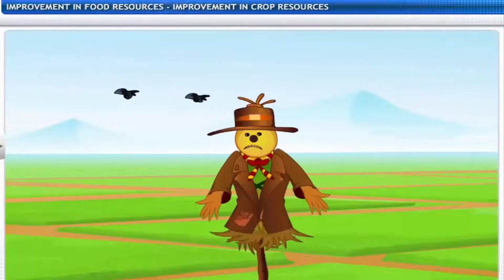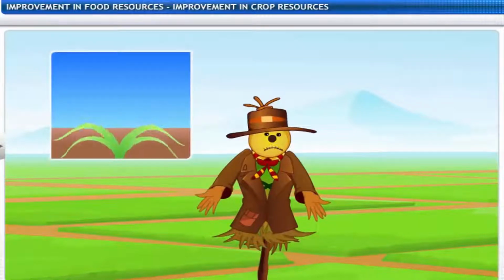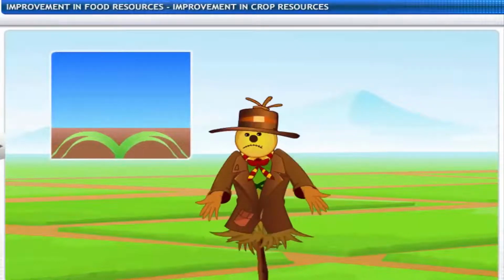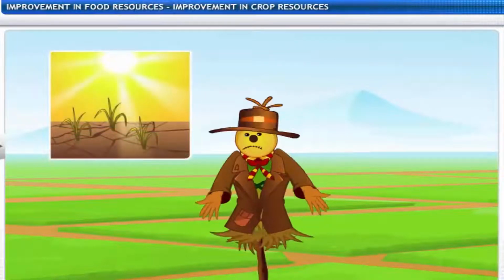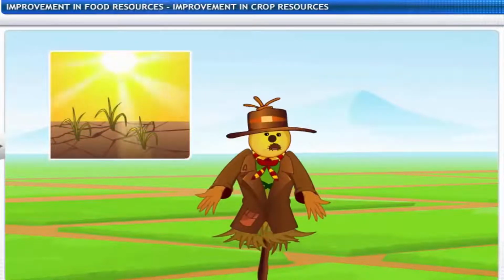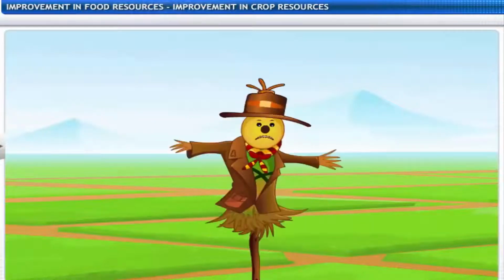Looks like no one has been taking care of the crops. They haven't been getting enough nutrition. The fields have also not been watered well. This way, the fields will soon go dry, and the crops will perish.